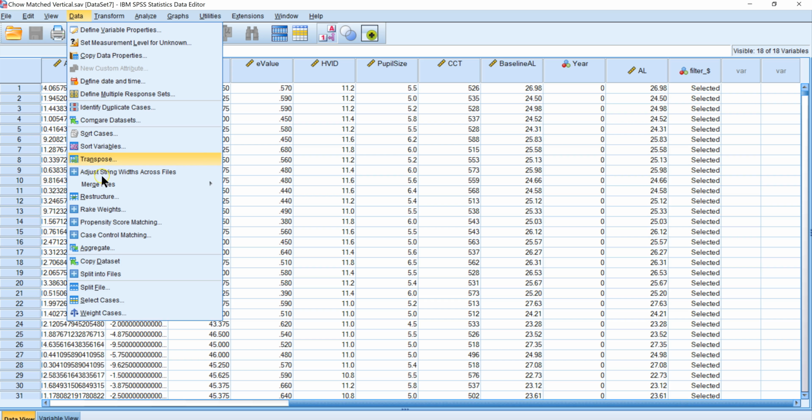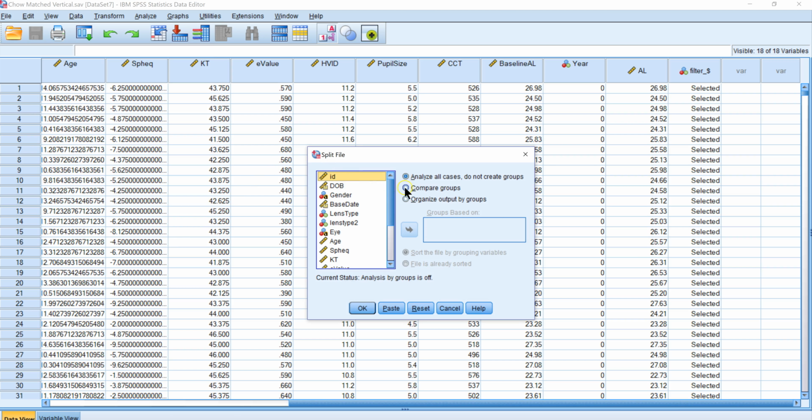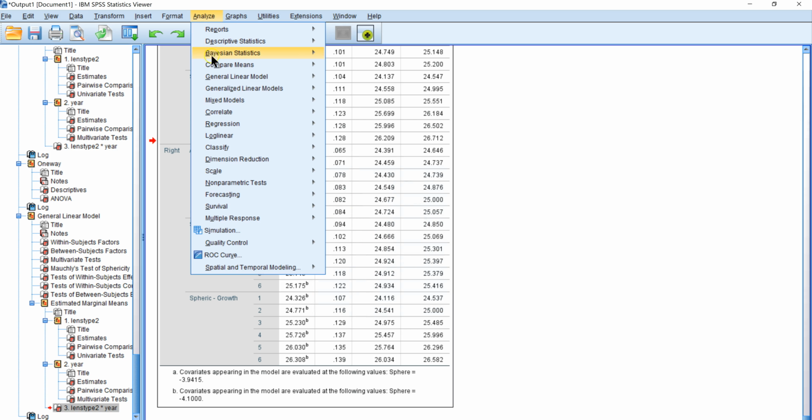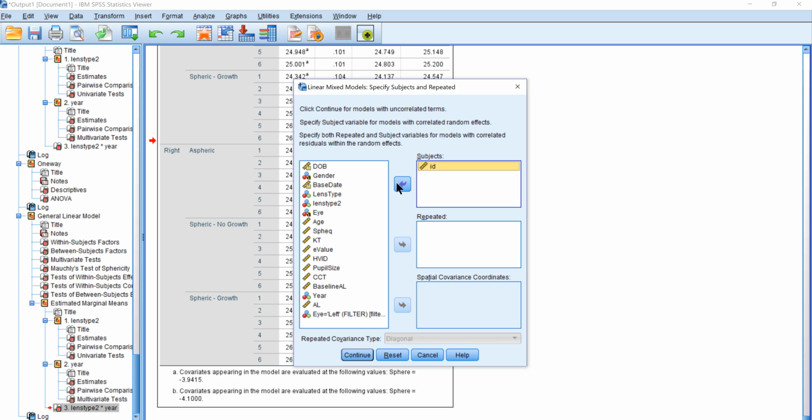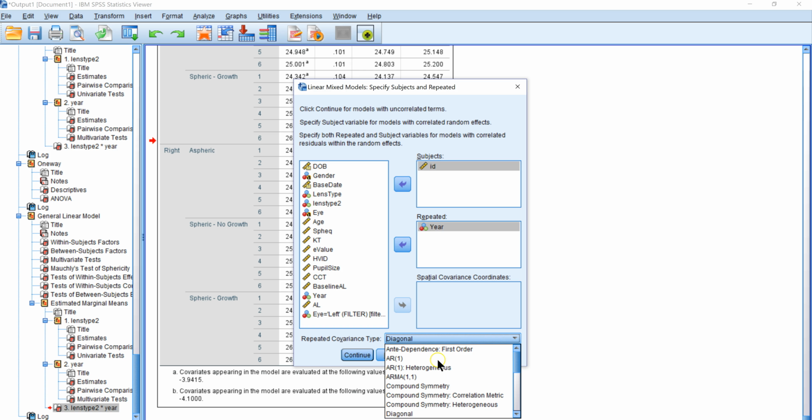split our data again by I just to be consistent with the other one. We actually wouldn't need to do that here. We could measure I separately, but we're going to compare groups by I. And then analyze, mixed, linear, ID. Repeated measure is year. And we're going to do compound symmetry. There are probably better covariance structures than compound symmetry, but we'll get to those in a later session.